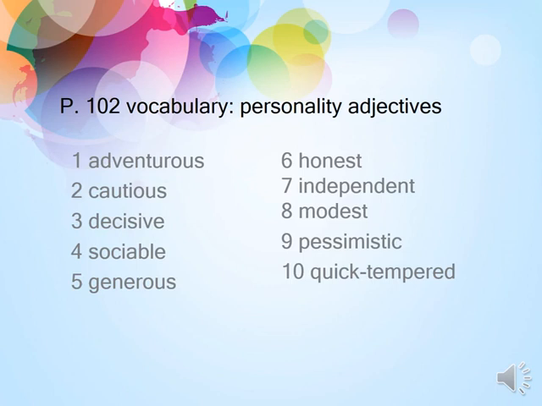8, doesn't like talking about themselves, their success, or their abilities is modest. 9, has a negative view of the future is pessimistic. And for 10, gets angry very easily is quick-tempered.